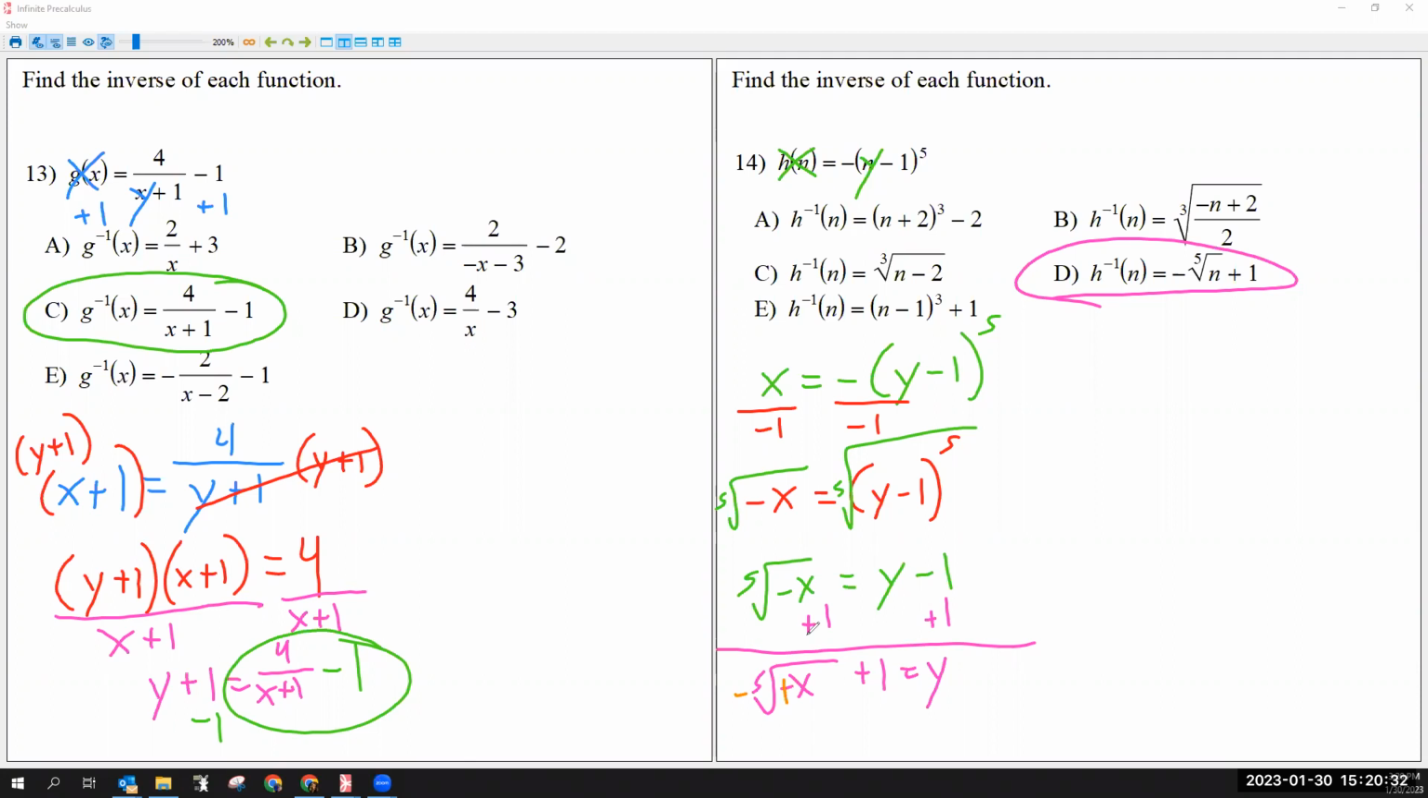Now, the shortcut for number 14 is to recognize that if this is a power of 5, then the inverse has to be a root of 5. And D was the only option that had a root of 5. So D was the only possible answer anyway.